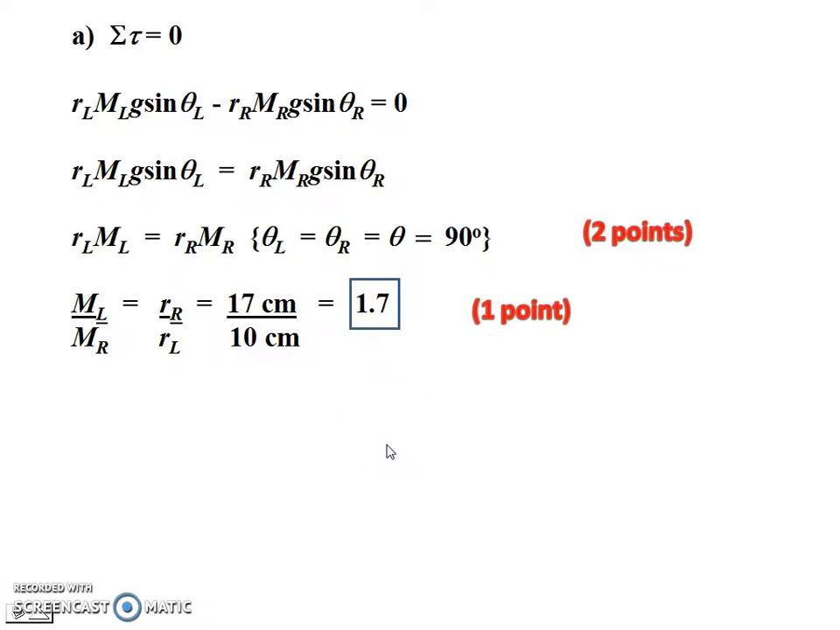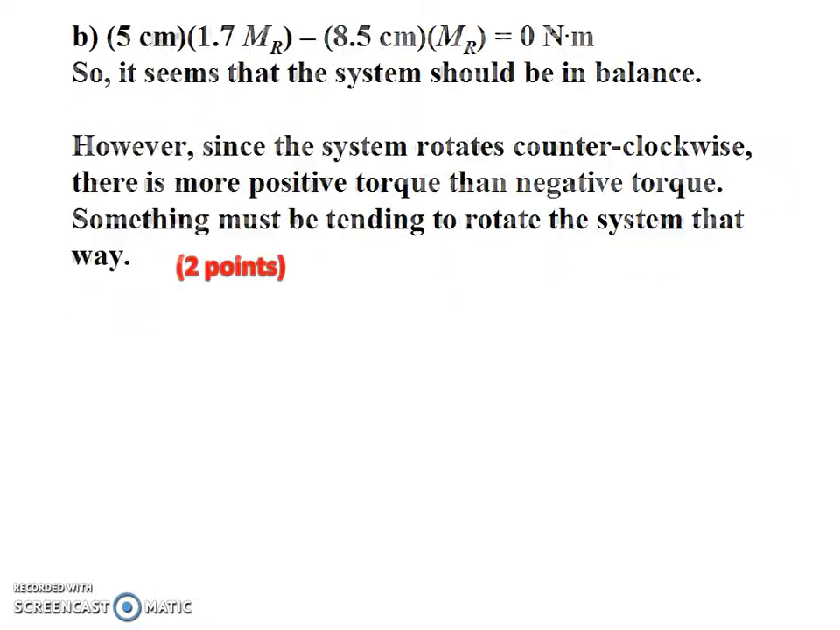Very straightforward. Okay, then we get to part B, where it gets a little more interesting. We shift the pivot point, and it seems like everything should be fine, right? If you calculate the net torque, we should actually get 0. Here's the right-hand mass, which is 8.5 centimeters from the pivot point. Here's the left-hand mass, which I wrote as 1.7 m_R.